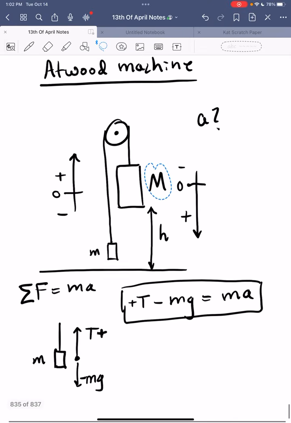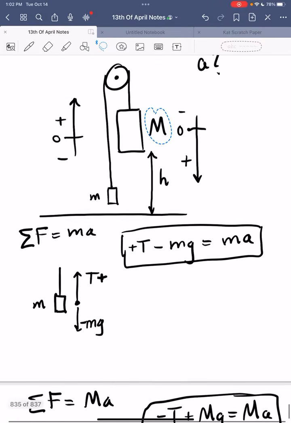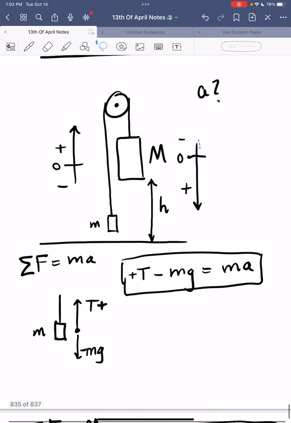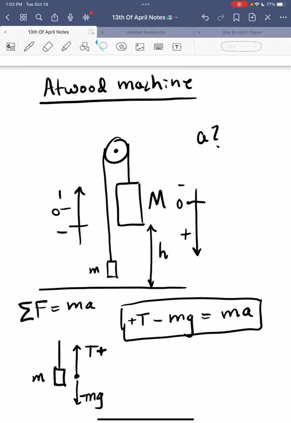So this is how we solve the Atwood machine using F equals ma, applying force diagrams to each of the two blocks, and making sure that our coordinate system is consistent. You wrap it around the rope as it's going, and it has to be pointing in the same direction. So if one block is moving in a positive direction, the other block also has to be moving in a positive direction. Hopefully that was helpful, and I wish you well in the exam.